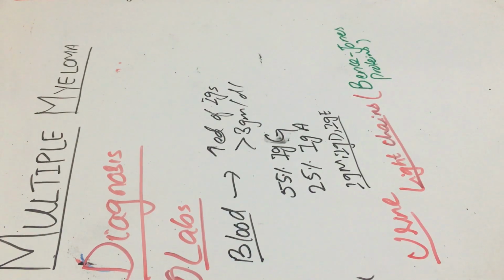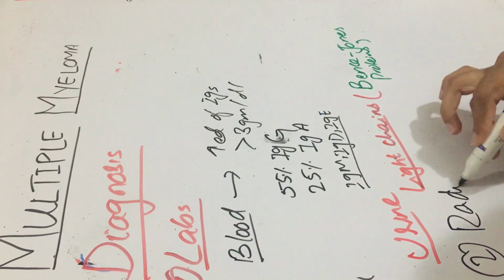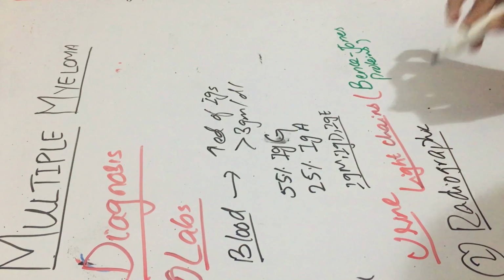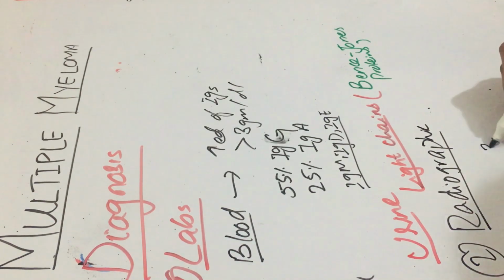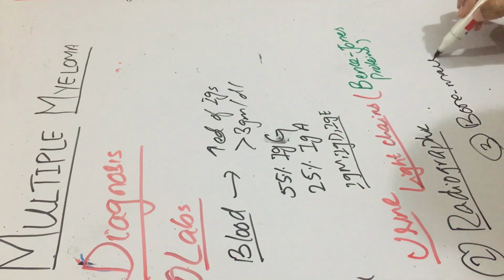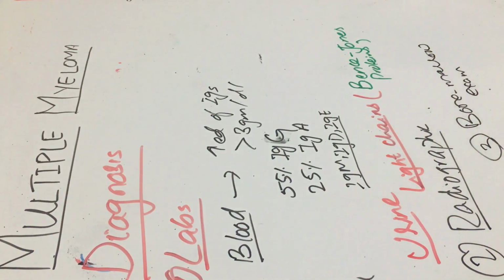The first is the labs, and second is the radiographic examination, where characteristic punched out defects would be present, and the third is the bone marrow examination. You will see the plasma cells which we discussed in morphology, the characteristic type of plasma cells, and the definitive diagnosis depends on the bone marrow examination.